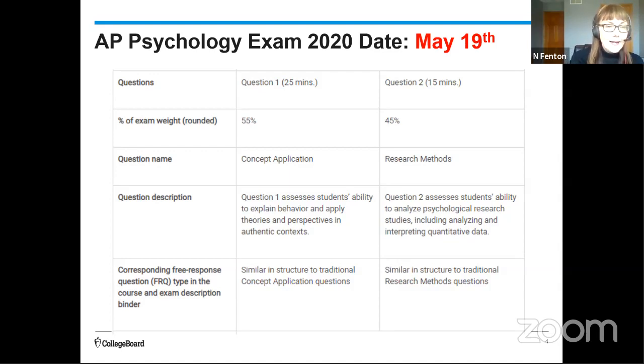This is based on your ability to explain behavior and mental processes within authentic context, right? It's going to be similar to traditional concept application questions. And I'm going to be able to show you a sample of one of these. You can see it today. Second question is going to be about 45% of your overall score, and it's a research methods question. Again, there's always a research methods question, but this time it's only going to be for 15 minutes. So that 15-minute time frame means it's going to be probably a little bit shorter.